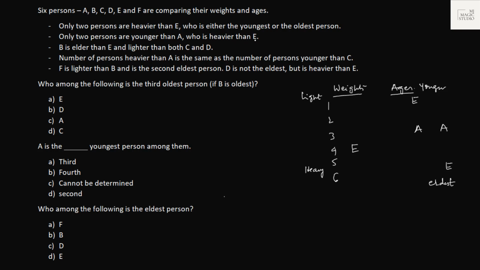Who is heavier than E? So out of 5th or 6th we can have A in the column of weights. B is elder than E. Okay, B is elder than E is given. That means E cannot be the eldest. Gone. B would be at 2nd position or any other position.